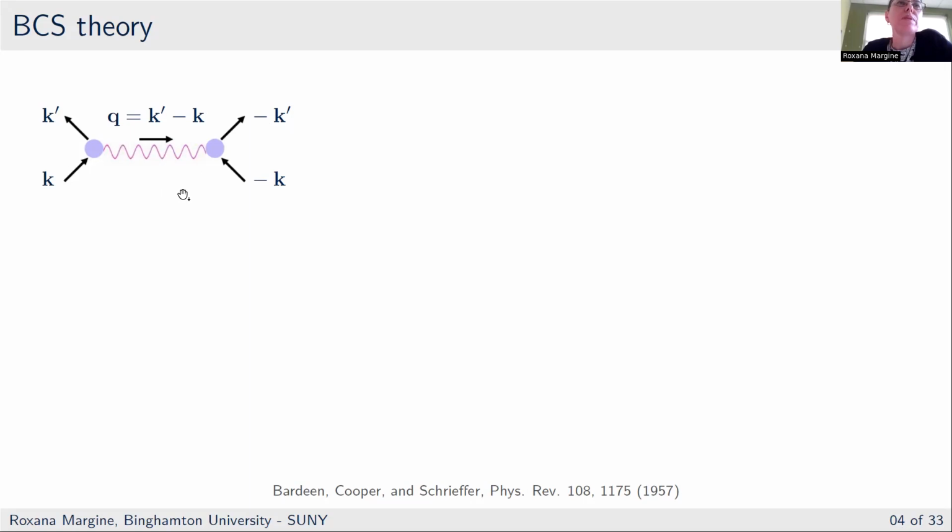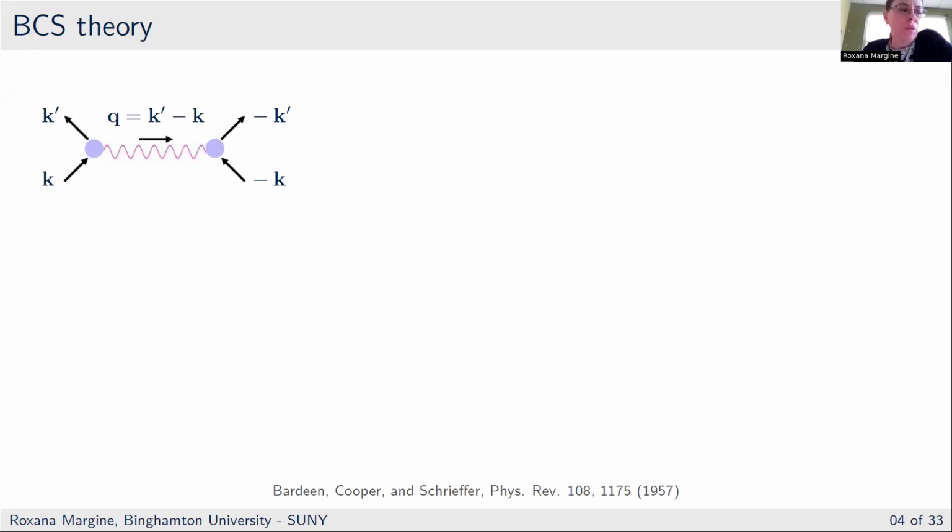Basically, what happens is that two electrons scatter on each other by exchanging phonons. Two electrons of opposite momentum and opposite spin exchange a phonon, and they scatter into the new states, k' and -k', again with opposite momenta. And for this scattering to take place, it means that the final states, k' and -k', need to be in the vicinity of the Fermi surface.